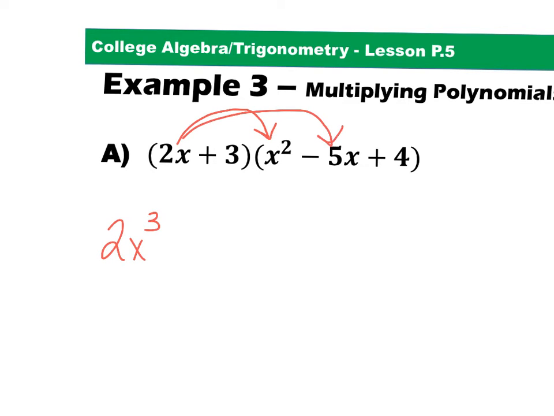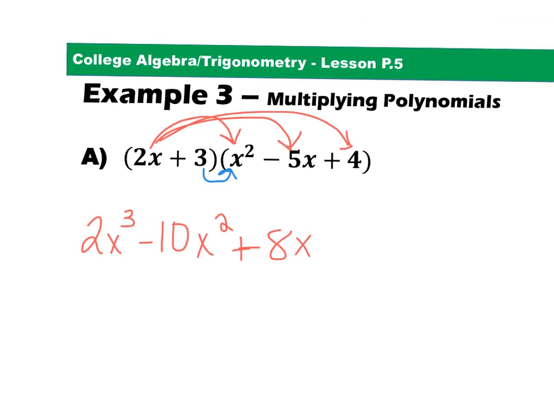2x times negative 5x. Negative 10x squared. Great. 2x times 4. Perfect. Plus 8x. Guys, if you want to bring color pencils and markers and all that stuff to keep yourself organized, it's perfectly fine. It's prettier for me to grade.